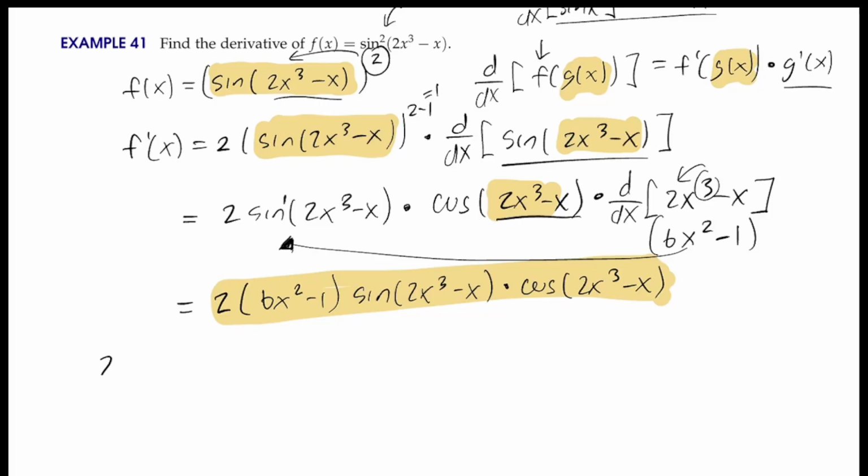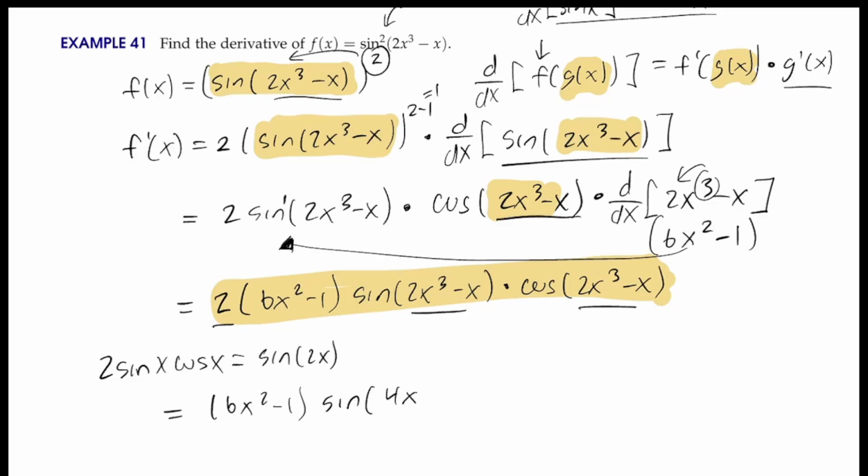If you wanted to go further, you could notice that 2 sine x cos x is equal to, oh, sorry, sine of 2x. I apologize for the background noise. It's trash day over here, so you may hear a trash truck in the background. 2 sine x cos x is equal to sine of 2x. Using this identity, since we have sine, cos, and a 2, we could actually take this one step further. And so we could write this as sine of 4x cubed minus 2x, where we're just doubling 2x cubed minus x. If you're curious where that's coming from, that is coming from distributing the 2 like this.